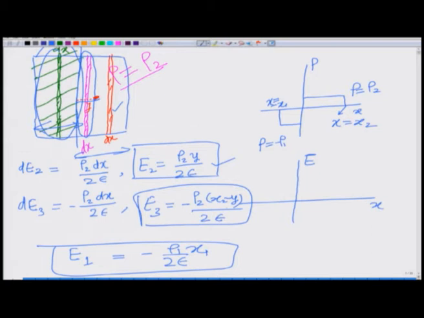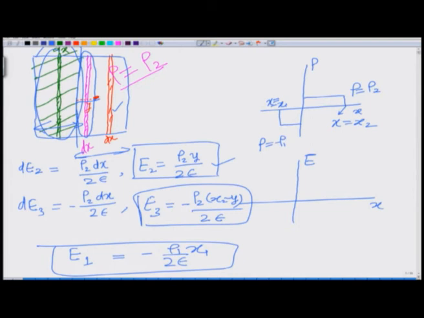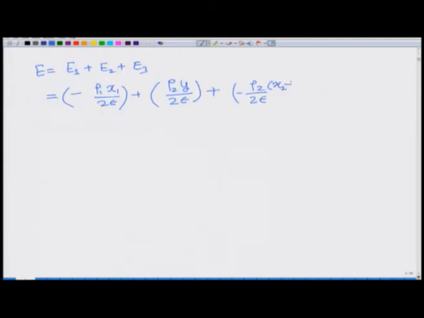Remember x2 minus y. So, first let me write minus rho 2 by 2 epsilon, with a minus sign, and then you have x2 minus y. Simplify: let me write rho 1 x1 equal to rho 2 x2, use this. Remember, the total negative charge on one side and the total positive charge on the other side should be the same, so that the total charge is 0.